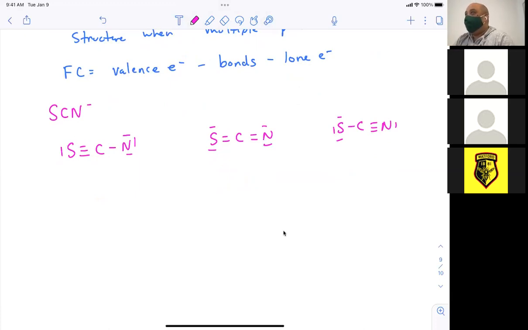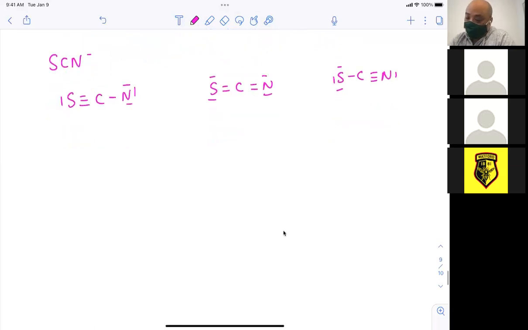So here's how you do it. You have to calculate the formal charge of each atom in the structure. So in this one, sulfur has 6 valence electrons. According to this diagram, it has 3 bonds and 2 lone electrons. Because remember, each lone pair is 2 lone electrons. So it gets +1 as its formal charge. Carbon is 4 valence electrons minus 4 bonds and no lone electrons, that's 0. Nitrogen is 5 valence electrons minus 1 bond minus 6 electrons is -2.